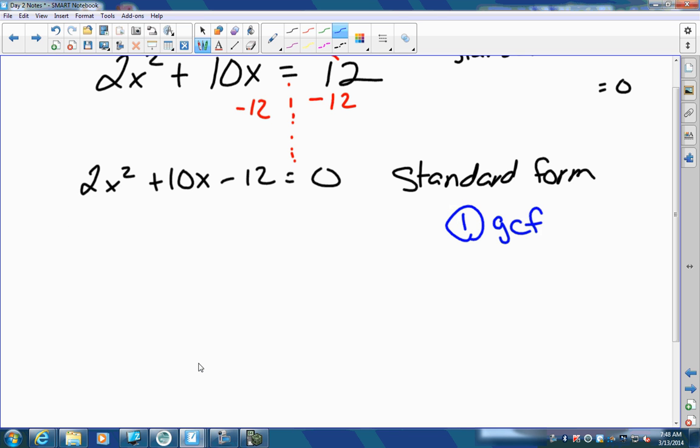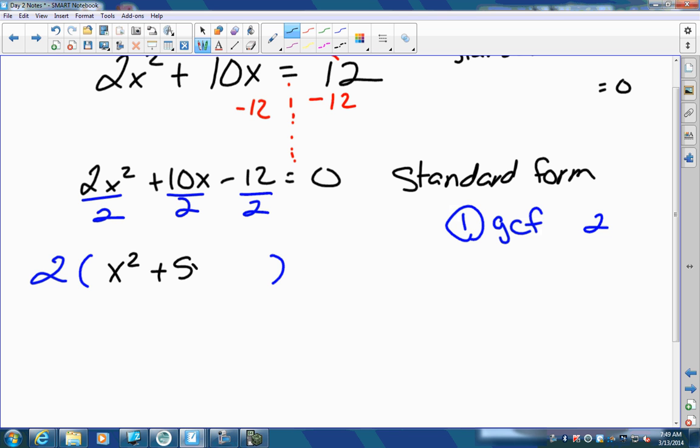Yes, a 2 goes into all of them. The GCF is 2, so I'm going to divide out a 2 out of each term. Do not leave that 2 off. Okay, I'm just going to put it out there in front. So I get x squared plus 5x minus 6 equals 0.